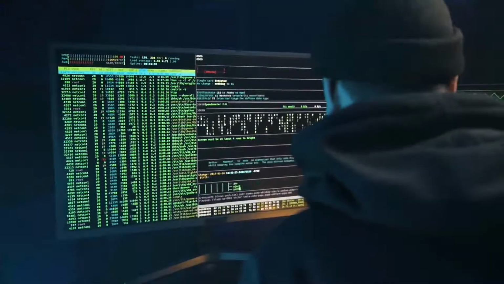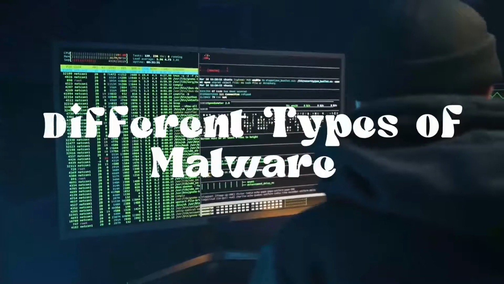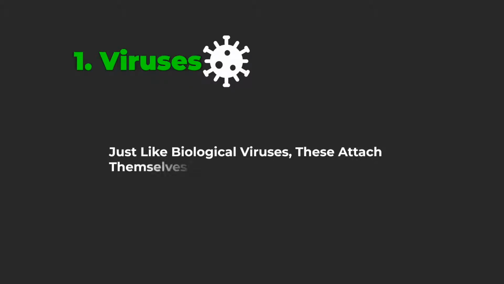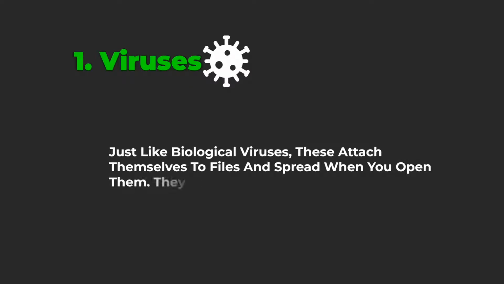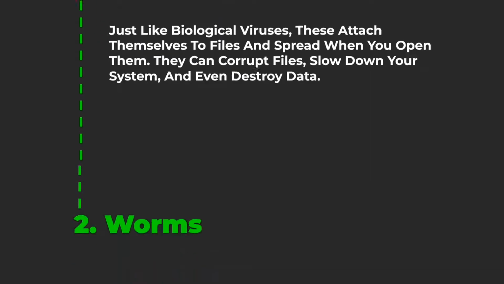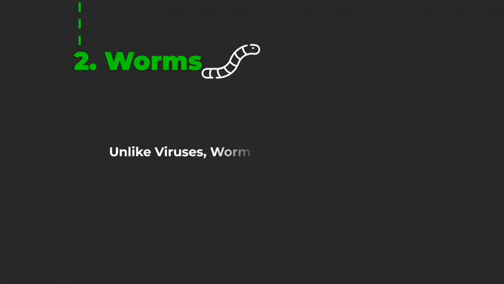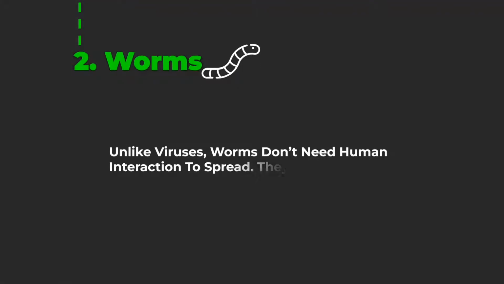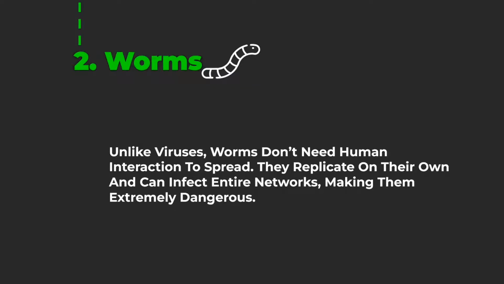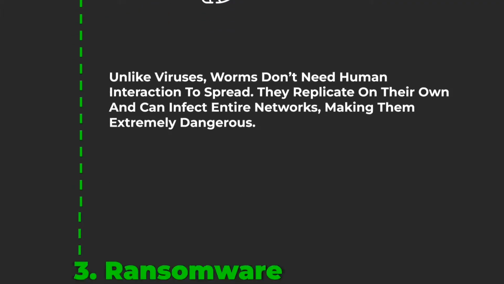Now, let's talk about the different types of malware you need to watch out for. 1. Viruses. Just like biological viruses, these attach themselves to files and spread when you open them. They can corrupt files, slow down your system, and even destroy data. 2. Worms. Unlike viruses, worms don't need human interaction to spread. They replicate on their own and can infect entire networks, making them extremely dangerous.